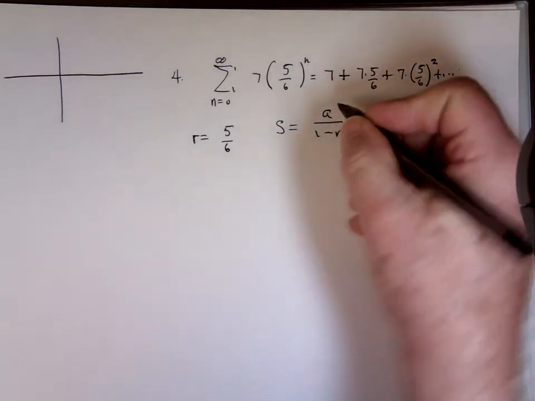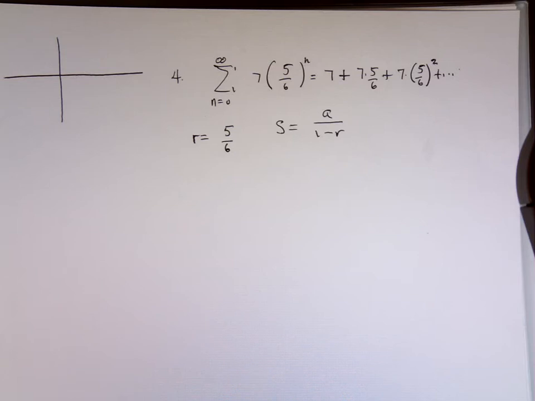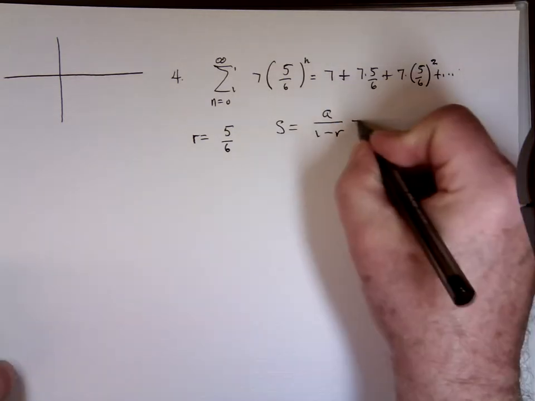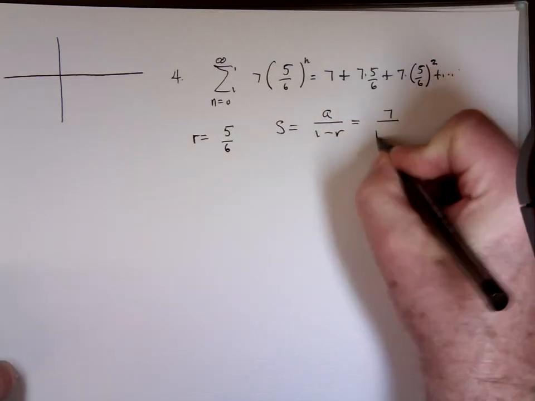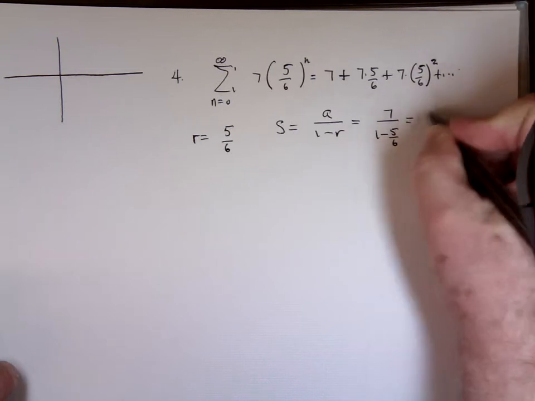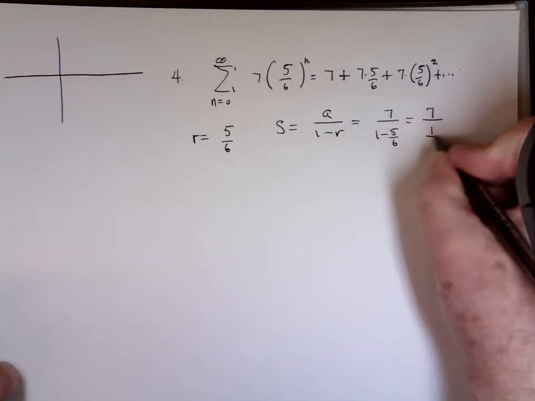I would certainly expect you to know that. I would give you a problem like this on the test. Okay? A is 7. R is 5/6. So we get 7 over 1 minus 5/6, which is 1/6.